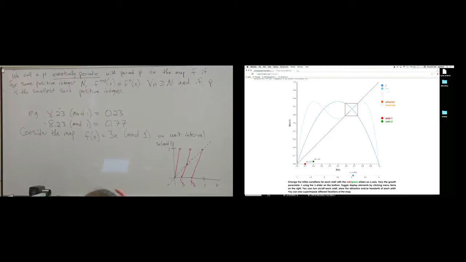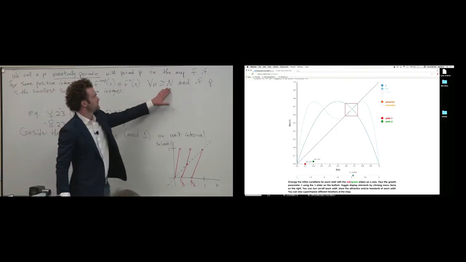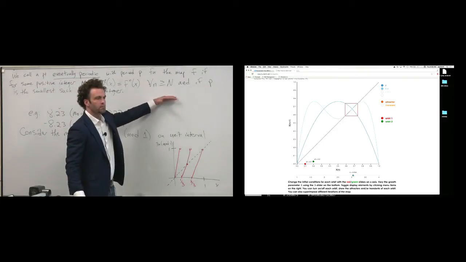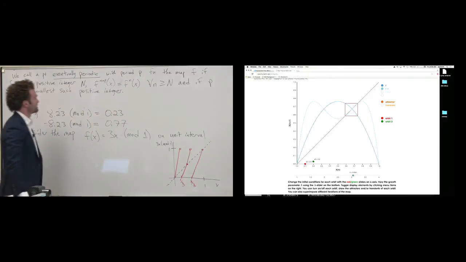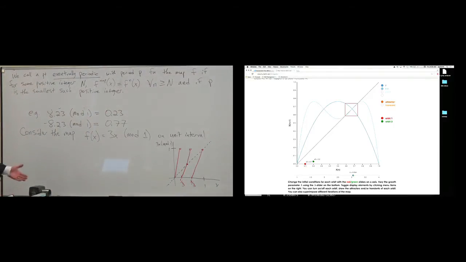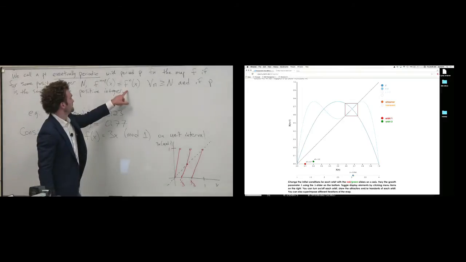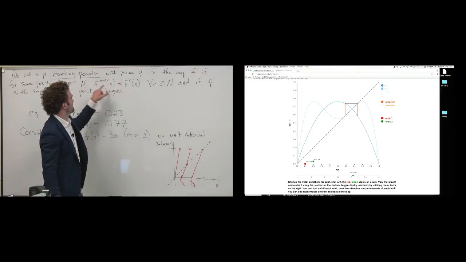All right, we're going to call a point eventually periodic with period p for the map F if for some positive integer n, so that's like, I've iterated for a while. This is like, take some transient stuff, do it, and then after some number of iterates, the following is going to be true. That's the capital N part. If I take F little n, and I look at what happens iterating it then p more times, I get to the same place.